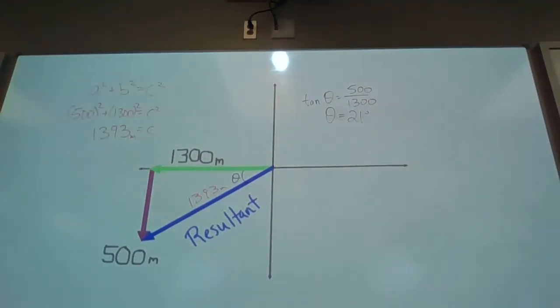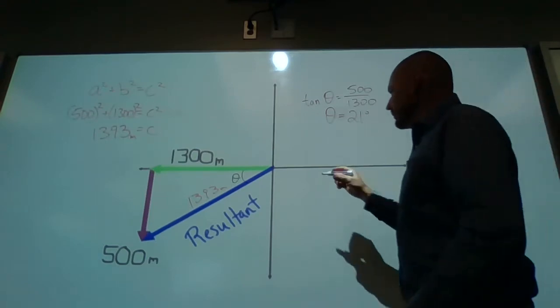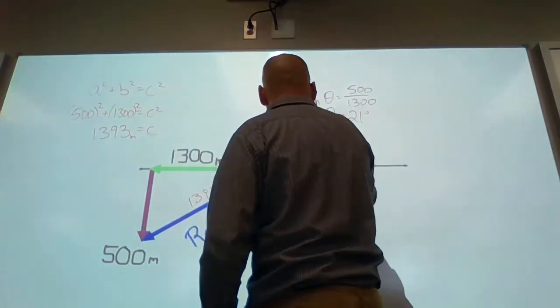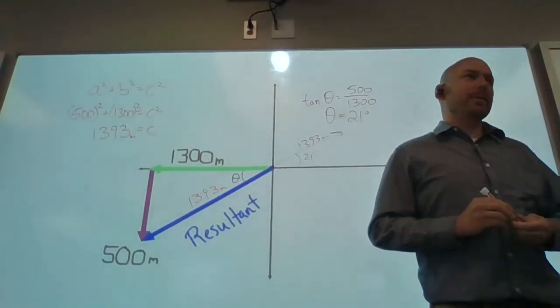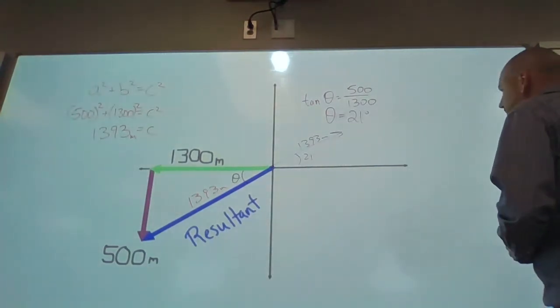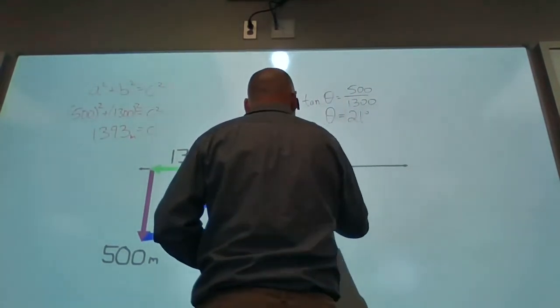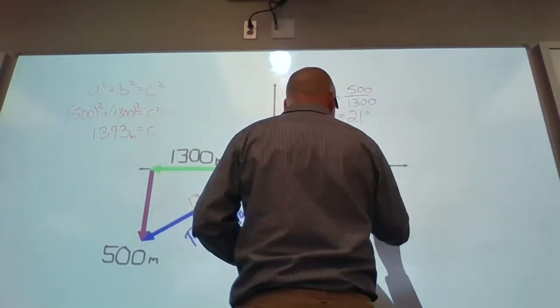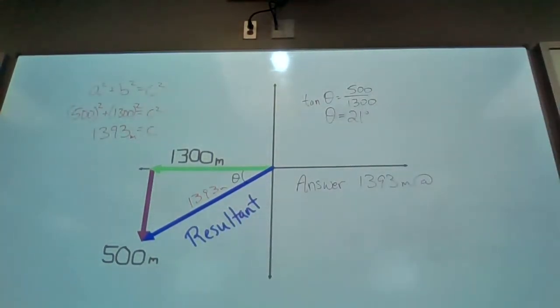21 degrees. Now, if I said, hey, I want you to go 1,393 meters at 21 degrees, I would assume, I hope, that most of you would be like, okay. Shoot, not what I want. Miscommunication. So what's one way I can communicate that correctly?